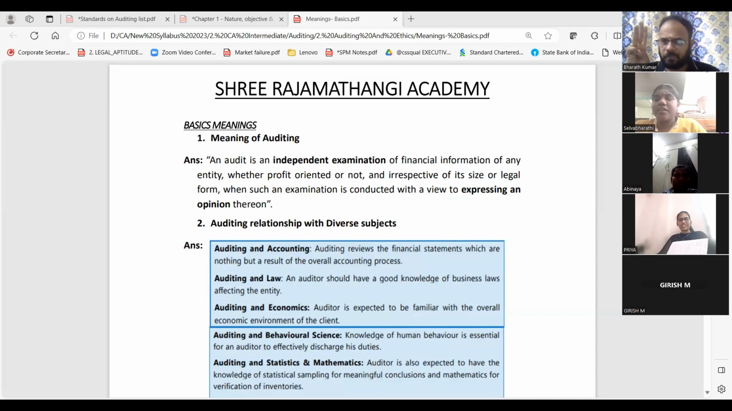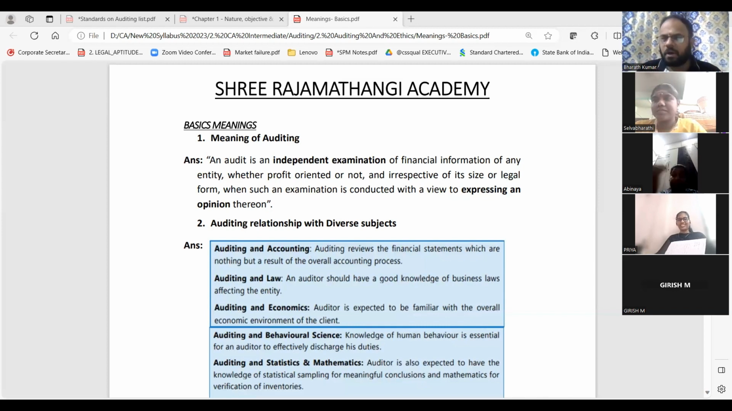Number 3. Taxation. So DT and GST will get covered. Then cost and management accounting. For the 5th one, auditing and ethics. 6th, FM and SM.